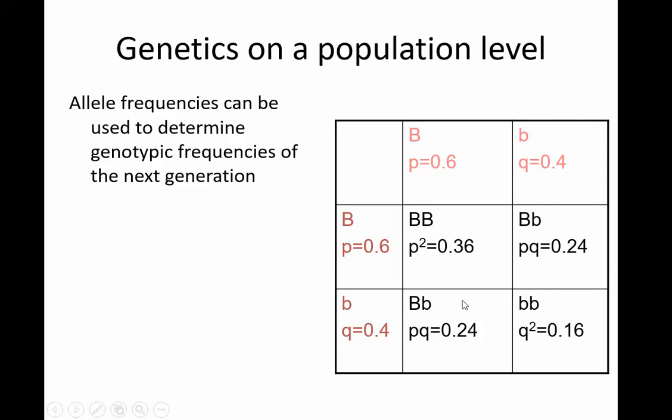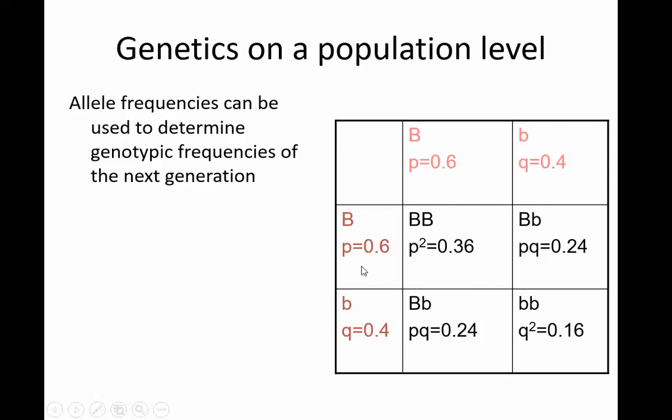This is a population level Punnett square, and I'm showing you this to show you where the second Hardy-Weinberg equation, p squared plus 2pq plus q squared, comes from. It's like we're doing a population level genetics cross here. I just told you, and we just calculated a frequency of P of 0.6.